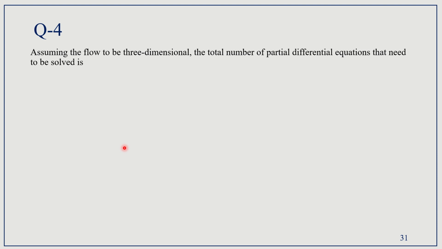In question 4, it is asked that assuming the flow to be 3-dimensional, the total number of partial differential equations that need to be solved is: option A, 5. Option B, 6. Option C, 7. Option D, 8.